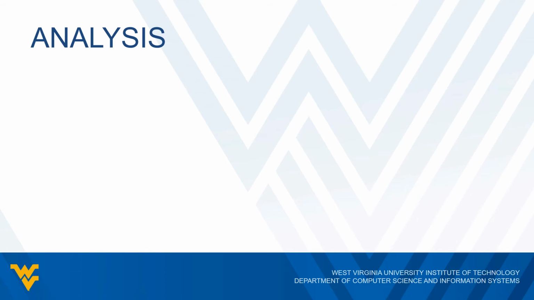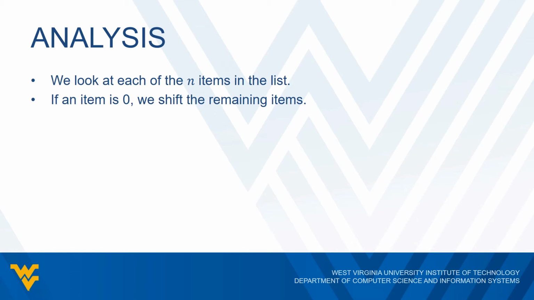Let's analyze our algorithm. So what we're doing here is we're going to look at each of the n items in the list. Now, if an item is 0, we're going to shift the remaining items. So the first question we should ask is, what's the worst case scenario? So think about that for just a second. Pause the video if you need to. The worst case scenario is that each item is going to be 0.